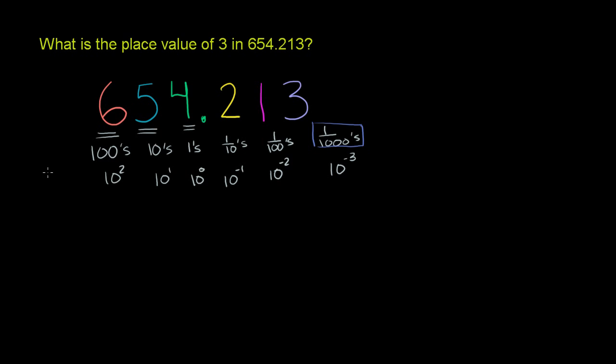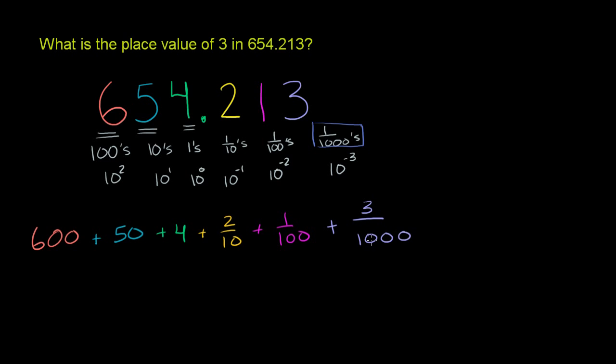We can rewrite this number as 600, right? We have 6 hundreds plus 5 tens, or you could say plus 50, plus 4 ones, plus 2 tenths, plus 1 hundredth, plus 3 thousandths.